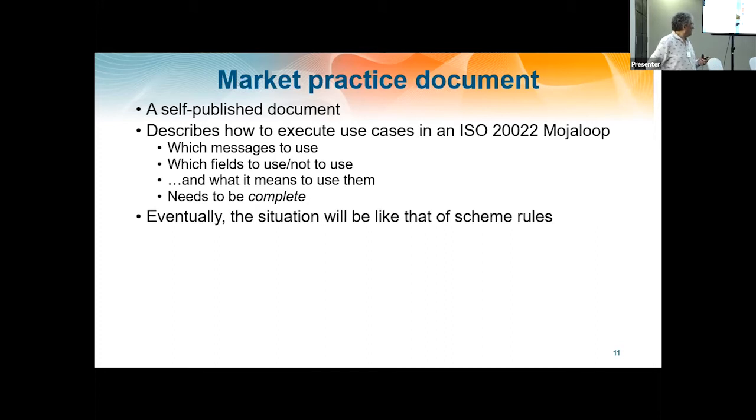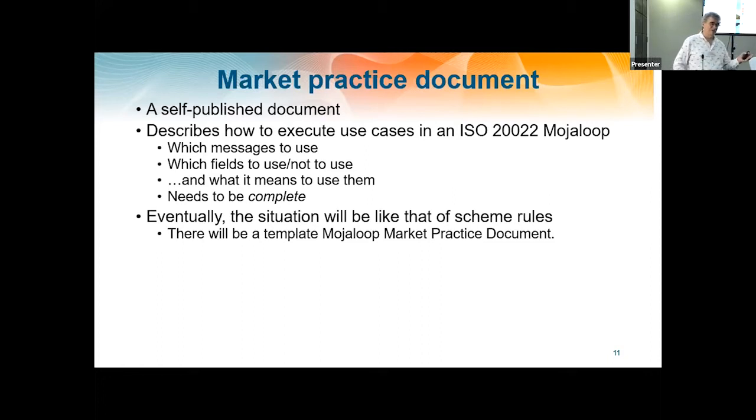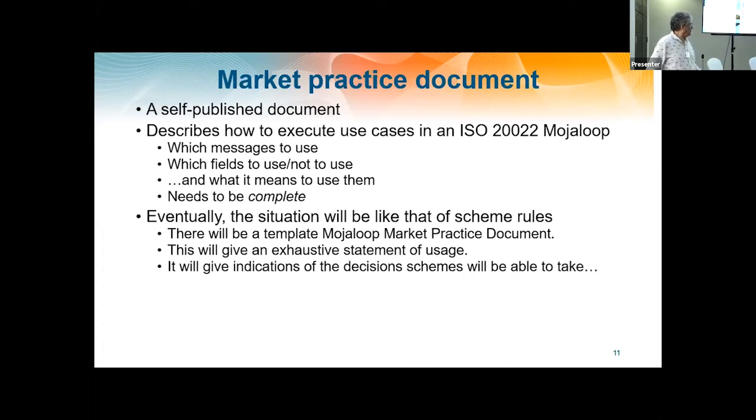So eventually, we think the situation will be rather like that of scheme rules. There will be a template Mojaloop market practice document, and that will say, in general, this is how to use the Mojaloop ISO 20022 messages to perform the use cases that we support. It will give an exhaustive statement of usage. And it will give also, like the scheme rules template, indications of the kinds of decisions that individual schemes will be able to make. For instance, some schemes may not want to support all of the use cases that Mojaloop in general supports, or they may not want to support them straight away. And it will also give advice on how to implement those decisions.